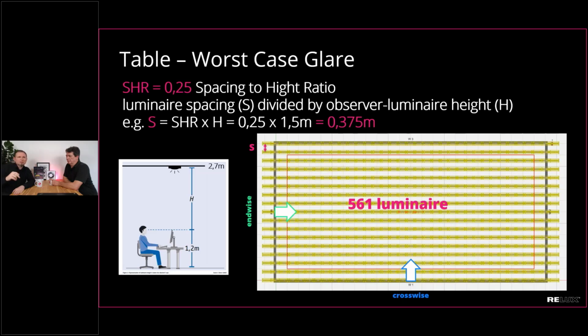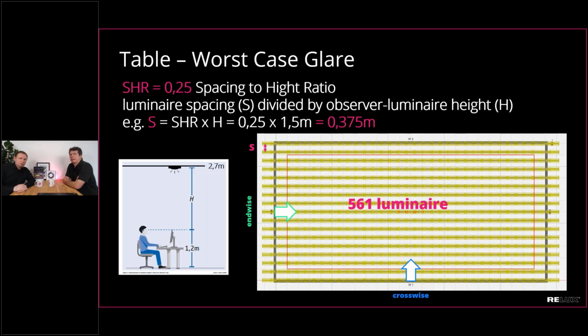And H, the height, is the difference between the observer's eye height and the luminaire area. If you calculate the spacing S, as the spacing to height ratio multiplied by this height H, you end up with a distance between the luminaires of, in this case, 0.375 meters. And if you have a luminaire which is 1.5 meters long, then we have an overlapping of this. But this is down to the single light outputs of a photometric file. And that's why we have so many luminaires. It's about the spacing to height ratio.